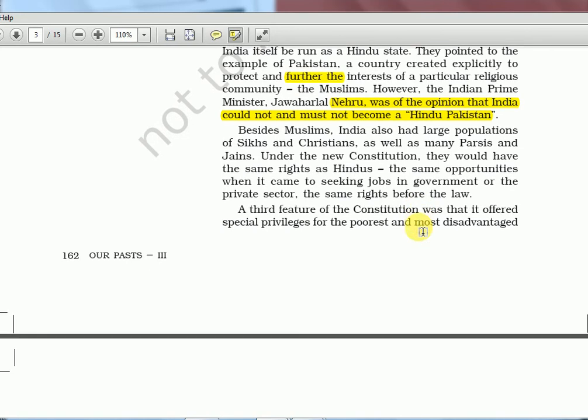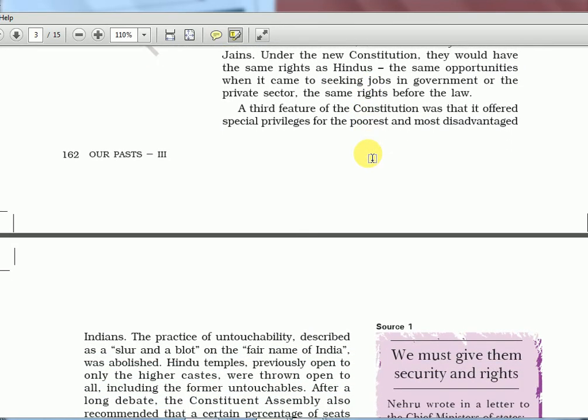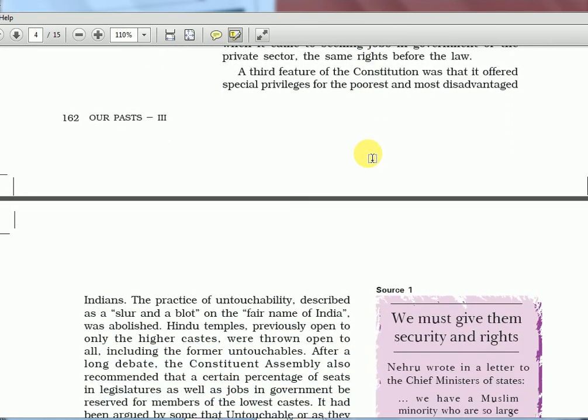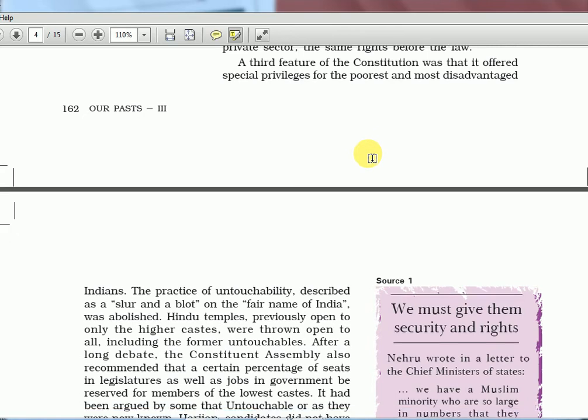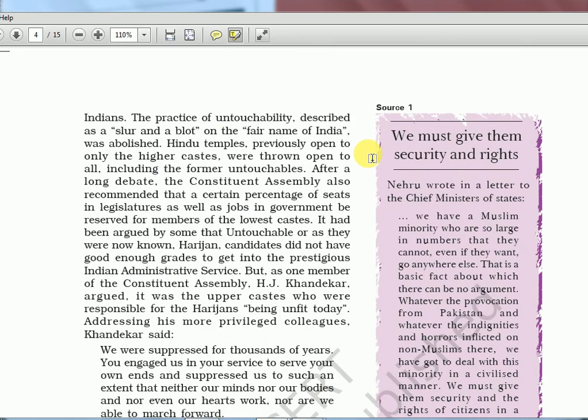Now, besides Muslims, India also had a great population of Sikhs, Christians, Jains, and all. You know, Parsis also came to Gujarat and settled, and they were great businessmen at that time. So there were different people, so equality before law was very much essential. Okay. Now the third feature is the untouchability concept. So we saw adult suffrage, then equality before law, and the third important feature is untouchability.